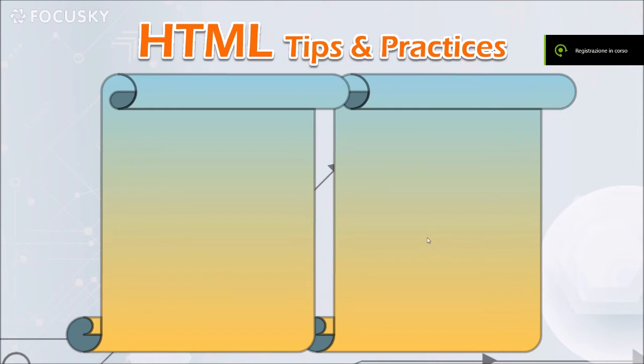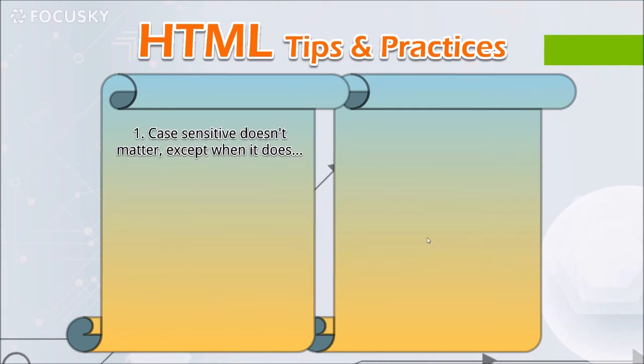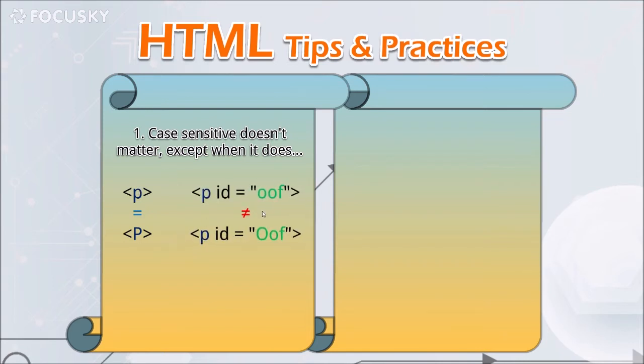Here are some HTML tips and practices for you. Number 1. Case sensitive doesn't matter except when it does. This means that when it's about the name of an element in between the angle brackets, it doesn't really matter if it's written in small letters or in all caps. However, that's not the same for the name of attributes. Attributes are case sensitive, as you can see.